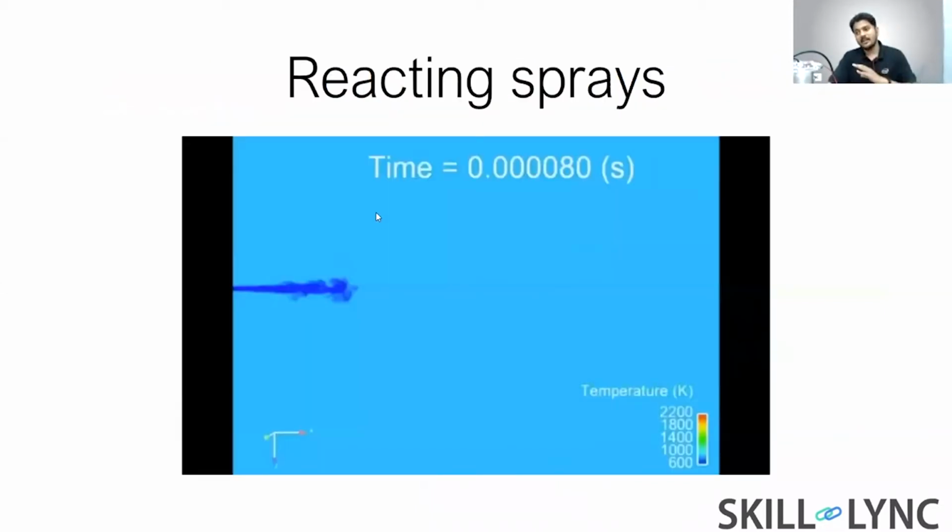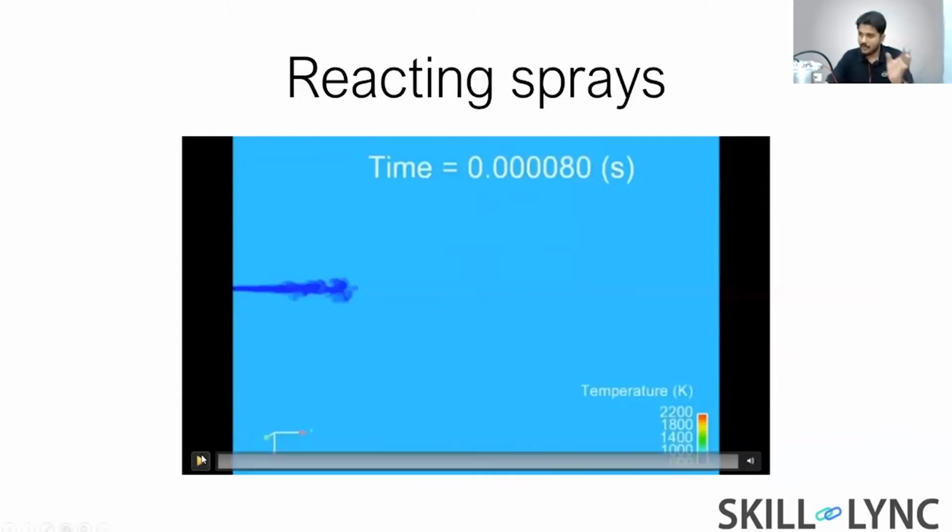Now let's go to reacting sprays. Previously we looked at vaporizing and non-reacting sprays, where the spray will vaporize but will not combust. But now you are going to be looking at reacting sprays. How is it different? A reacting spray will first vaporize, and then because of ignition, after the ignition delay, it will start to combust. So let's play the video once, observe what is happening, and then I'll explain it one more time.